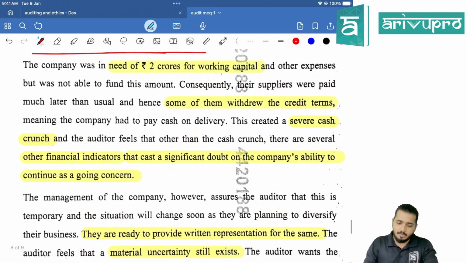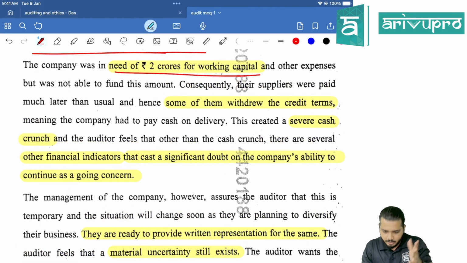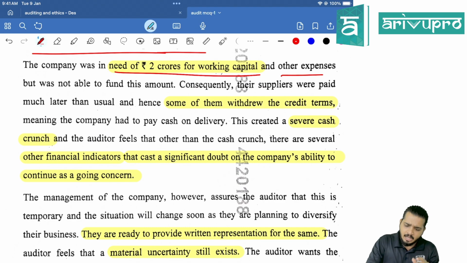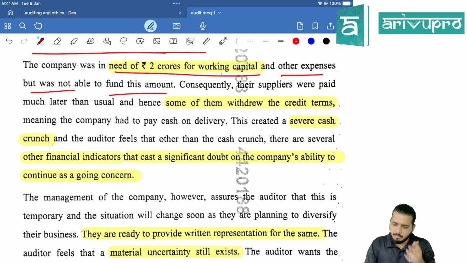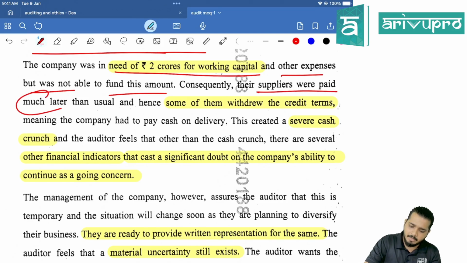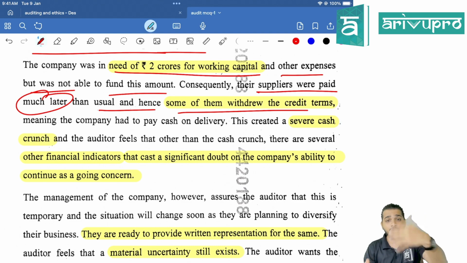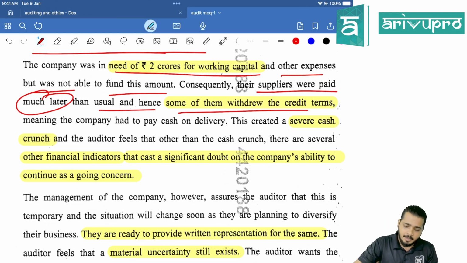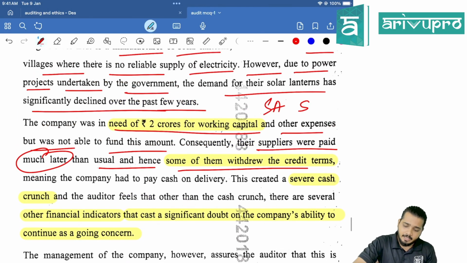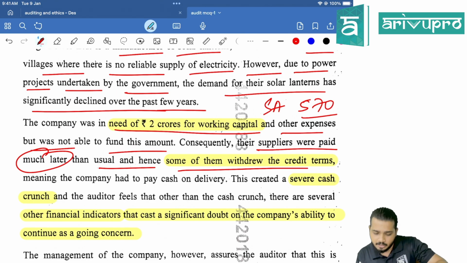Next, the company was in need of 2 crores of working capital. Okay. And other expenses but was not able to fund this amount. Consequently, their suppliers were paid much later than usual and then some of them withdrew the credit terms. Okay, suppliers withdrew their support, right? Somewhere we can see SA 570, going concern.